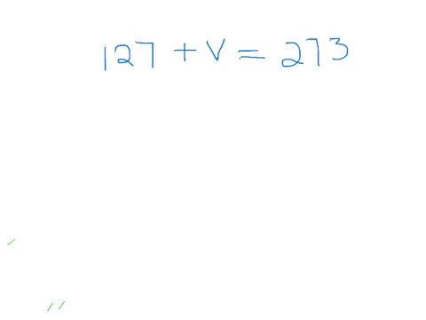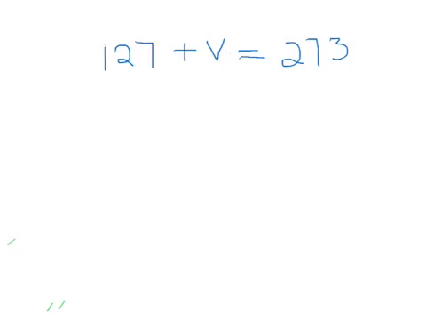So in this video, we're going to use our ideas about opposites and equivalence, how we can write expressions to help us think about starting to solve equations. So our first step is going to be, in order to figure out what v is, we're going to add the opposite of 127 to both sides.